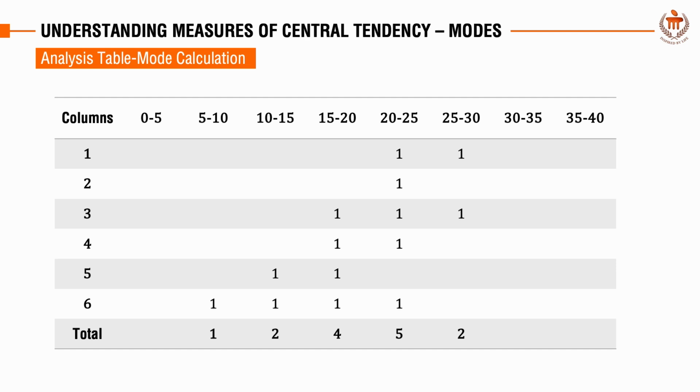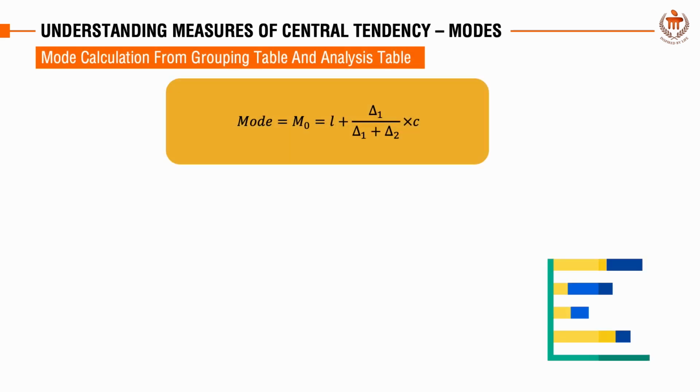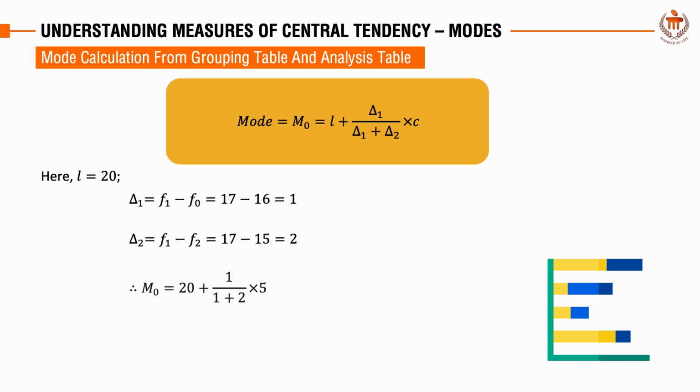The L would be 20, and the corresponding frequency of 20 to 25 would be your F1. One frequency before that would be F naught. One frequency after that would be F2. The class width here would be 5. I already explained this, so you just put them in the formula. What is your L? What is F1 minus F2? What is F naught? F1 minus F naught? Just calculate them, and then calculate the mode using the mode formula. When you do this, we'll get the mode as 21.67.